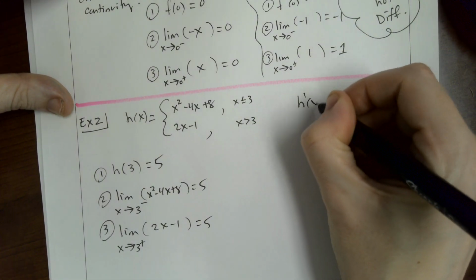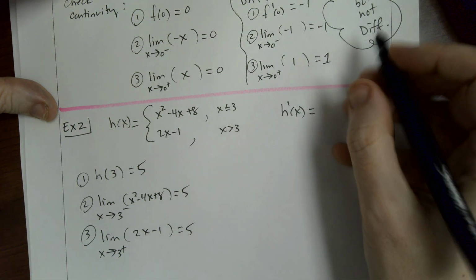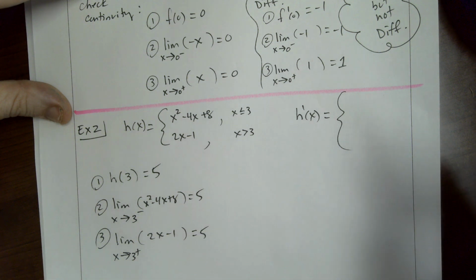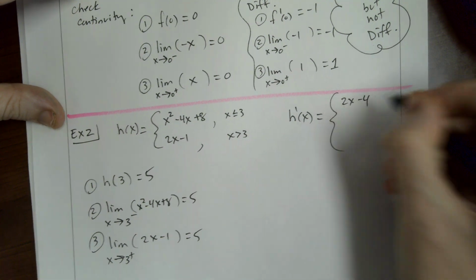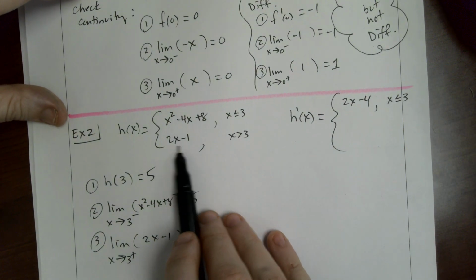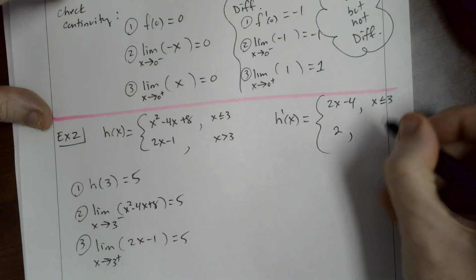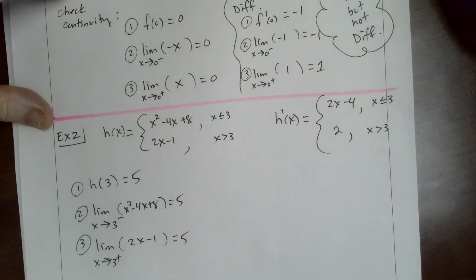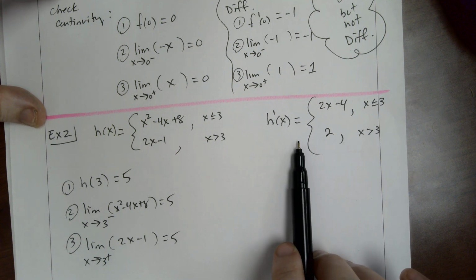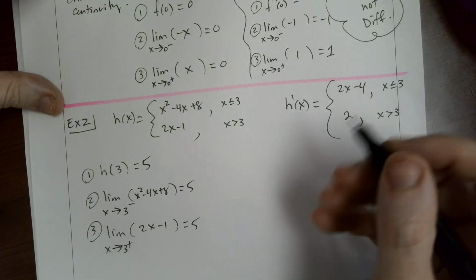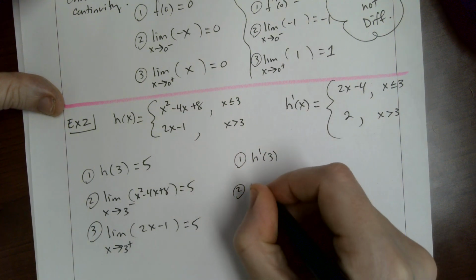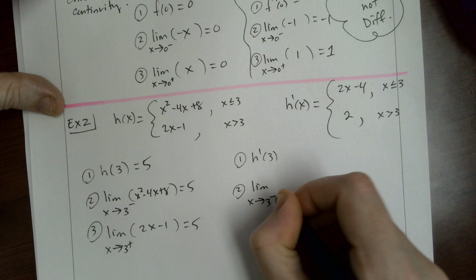So I'll go h prime of x equals, all right, so take the derivative of this part. It's 2x minus 4 for x is less than or equal to 3. And then take the derivative of this part, that's just 2 for x is greater than 3. And then I want to do all 3 steps to check continuity on this derivative. So 1, I need h prime of 3. Then I'll do the limit.